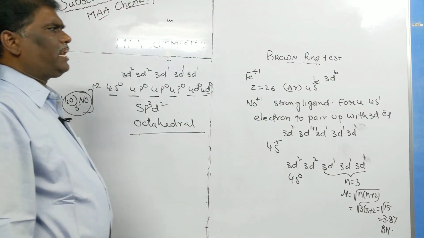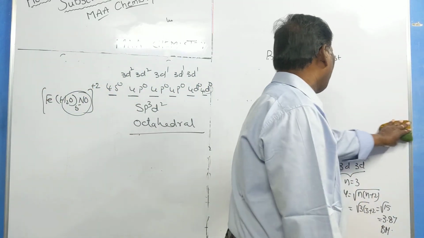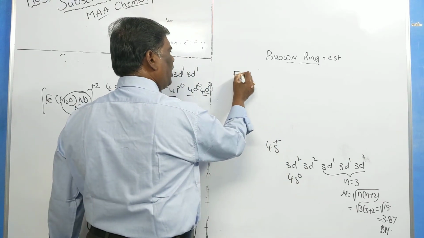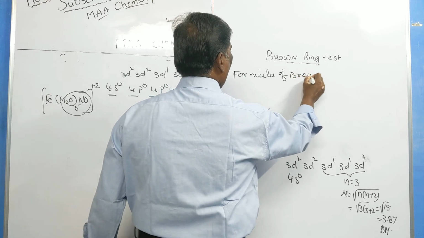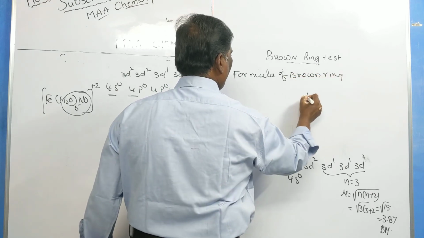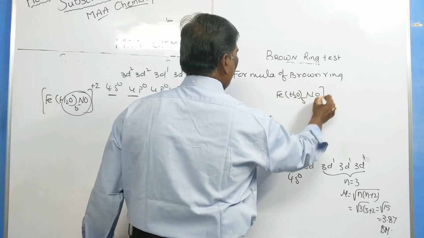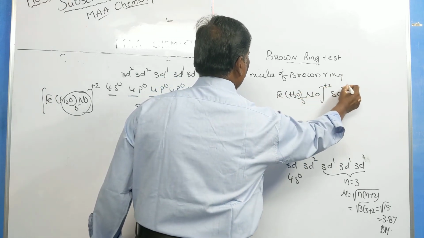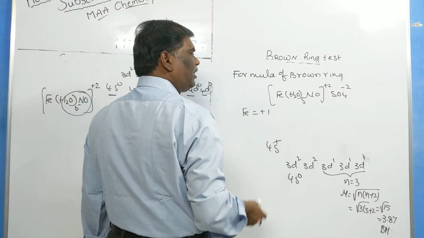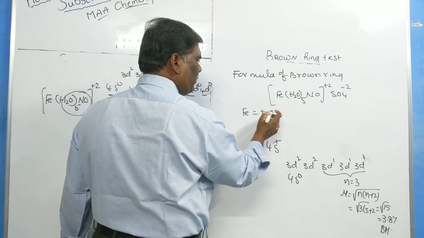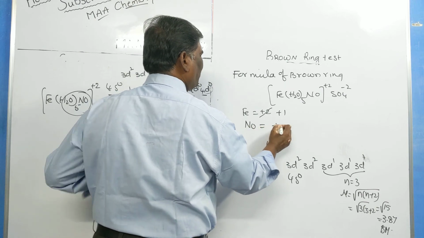This brown ring test is explained. Now the main points I am recalling. What is the formula of brown ring? Nitrosoferrous sulfate. What is the oxidation state of iron? +1. Generally, most of the students are writing +2. This is wrong. It is +1. Oxidation state of NO is +1.